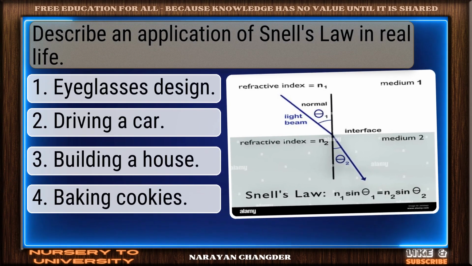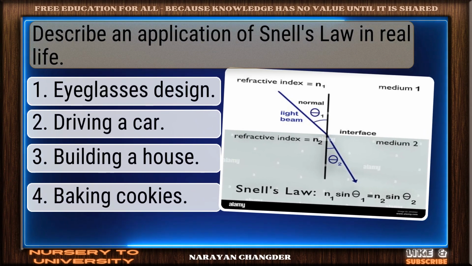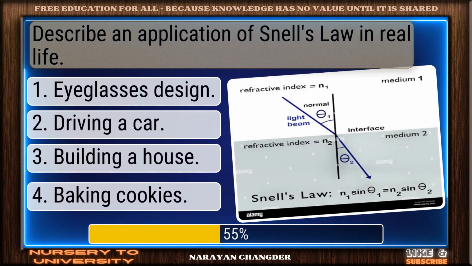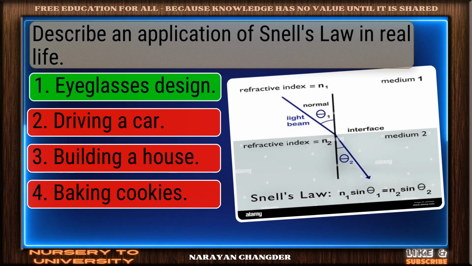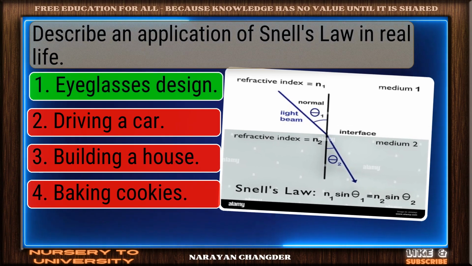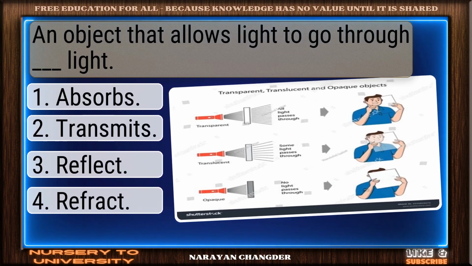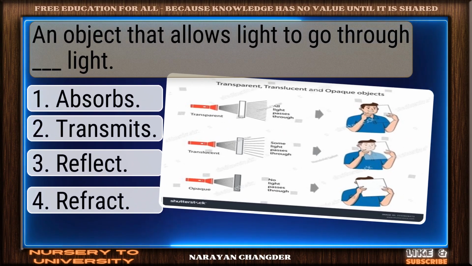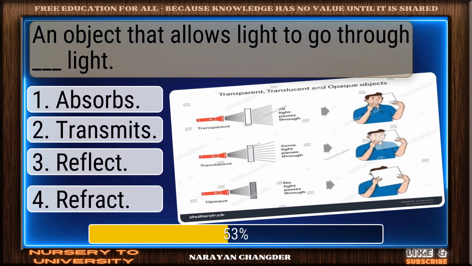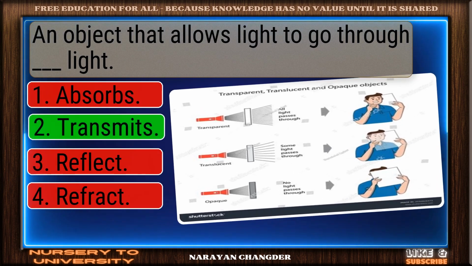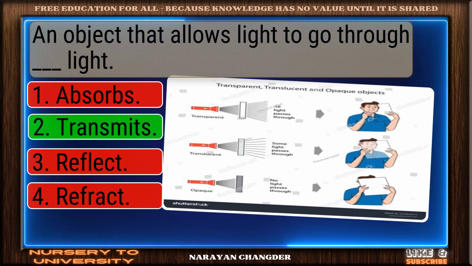Describe an application of Snell's law in real life. Solid response. Eyeglasses design is a valid choice. An object that allows light to go through dash. Light. Valid point. Transmits is true.